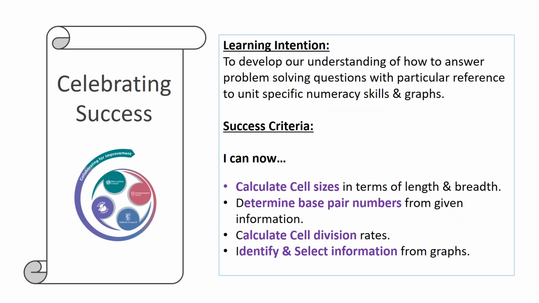We have now come to the end of the lesson and are celebrating success. The learning intention was to develop our understanding of how to answer problem-solving questions with particular reference to unit-specific numeracy skills and graphs. We had four success criteria to achieve. You can now calculate cell sizes in terms of length and breadth, determine base pair numbers from given information, calculate cell division rates, and identify and select information from graphs.